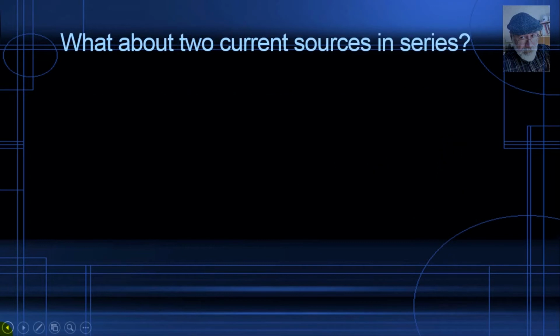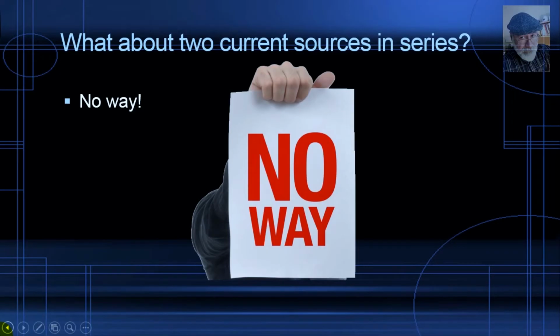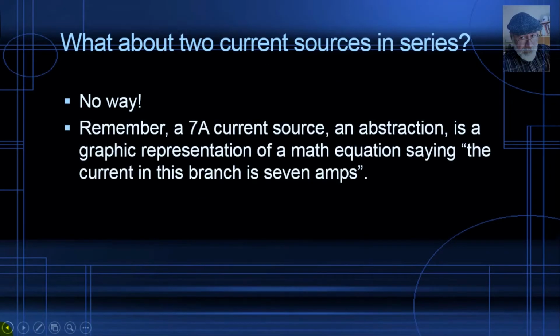What about two current sources in series? No way. And I'm telling you why. Remember, when we put a 7 amps current source in a branch, that is a promise of us as engineers. That is a statement. You're saying, I will do whatever it takes to guarantee that the current in this branch is 7 amps. I will add all the electronic circuitry necessary to guarantee that. That is what that symbol means in a circuit. It's not a magic symbol.